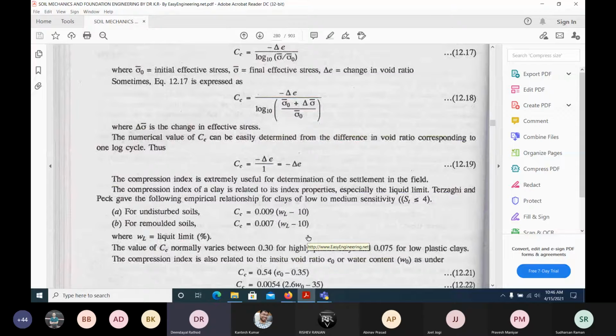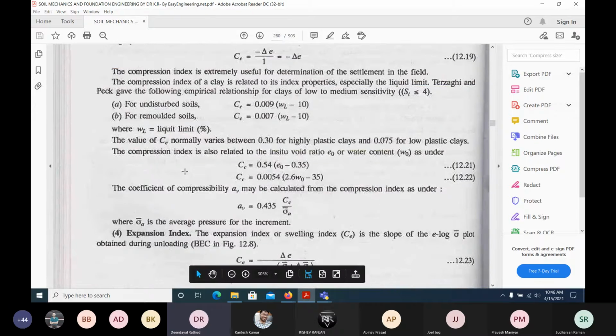So Cc can be determined from the liquid limit also. That's what is given. Now the value of Cc normally varies between 0.3 for a highly plastic clay and 0.075 for a low plastic clay. The compression index is also related to in situ void ratio and the water content. Once you know the in situ void ratio, Cc is equal to 0.54 (e0 minus 0.35). Or Cc is equal to 0.0054 times (initial water content minus 35).